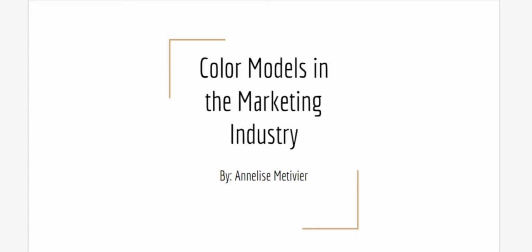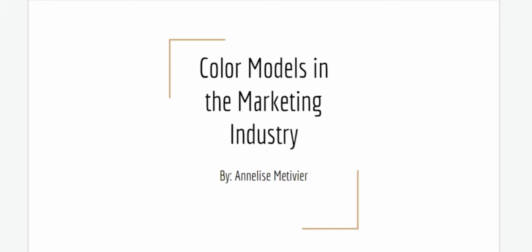This presentation is going to go over color models in the marketing industry and how designers utilize them for any media output. So a quick introduction is that color models explain how a full range of color is created from a set of primary colors. The two major ones being the RGB and CMYK color model.